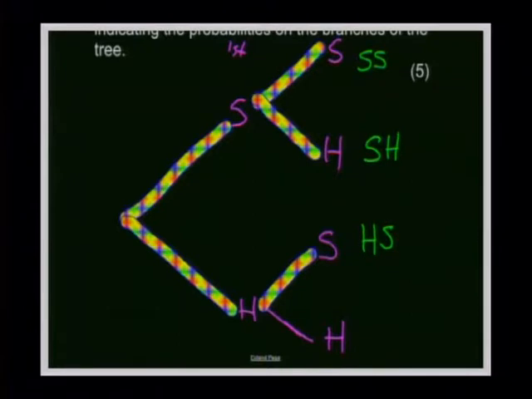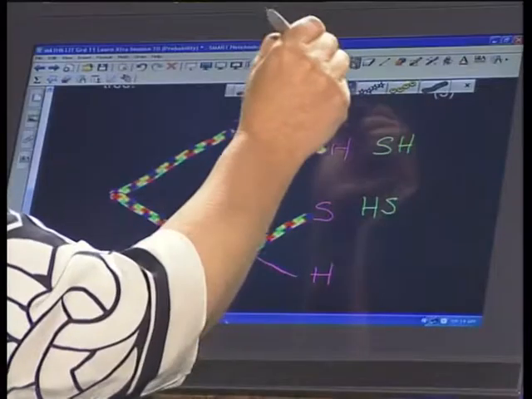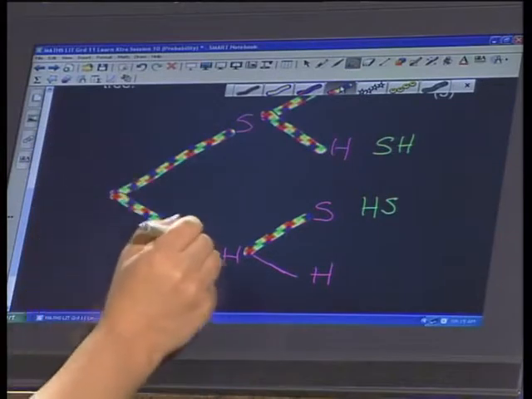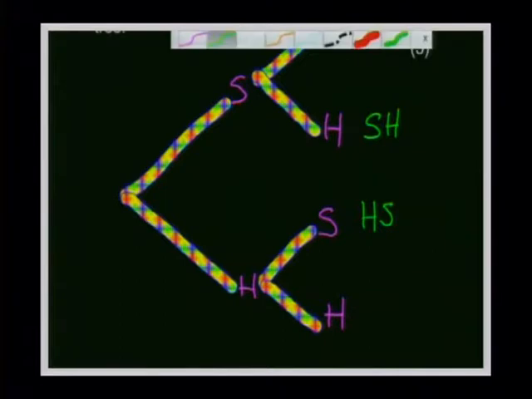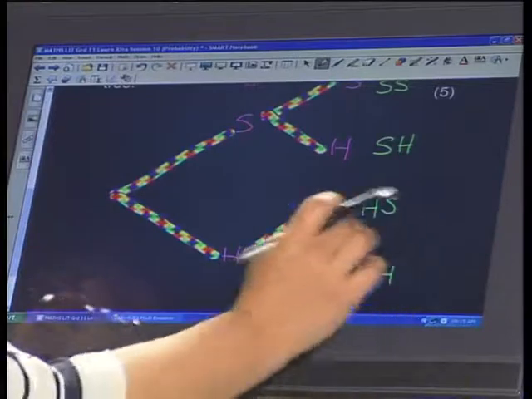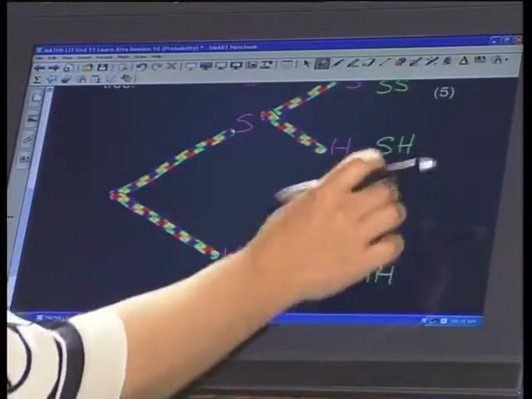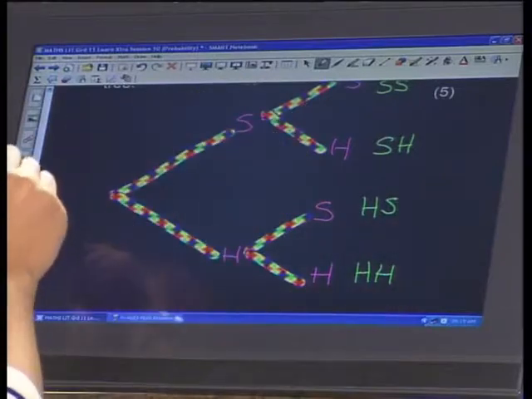And finally, let's just extend this a little bit. Go back to the beginning. So I'll go hard and hard. So my last outcome is hard and hard. So those are my 4 outcomes that I have. I can have 2 soft-scented sweets, 2 hard-scented sweets, and 2 sweets that are one soft and one hard. So 1 soft, 1 hard.